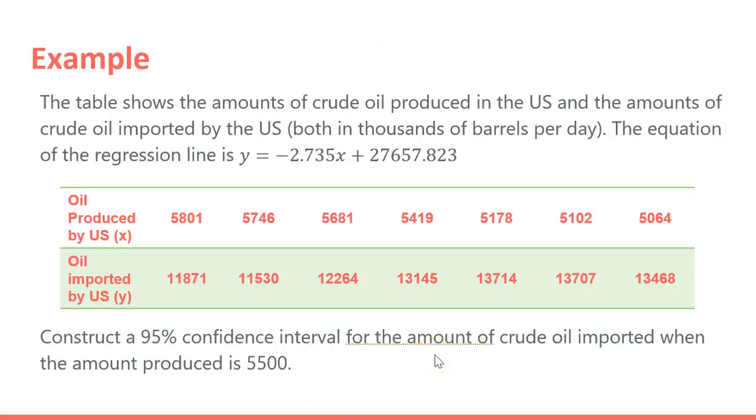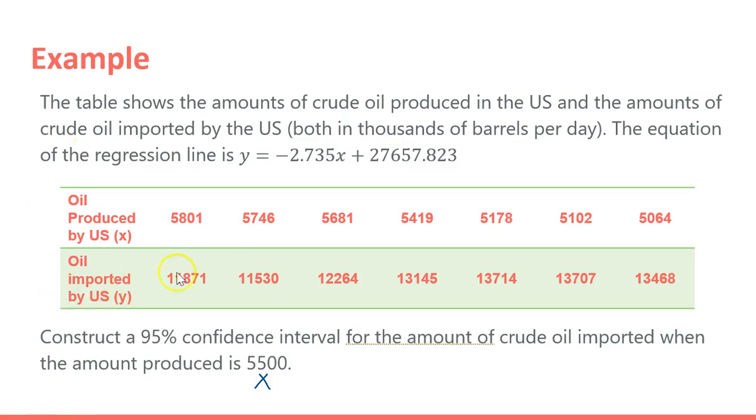The table shows the amount of crude oil produced in the US and the amounts of crude oil imported by the US. And then they gave us the equation of the regression line, or line of best fit. And then here's the table. We're going to construct a 95% confidence interval for the amount of crude oil imported when the amount produced, and amount produced is X, is 5,500. So I know that if I plug 5,500 in for X in this equation, that number is not exact. So I want to know what's a 95% interval for what I think that number could be.